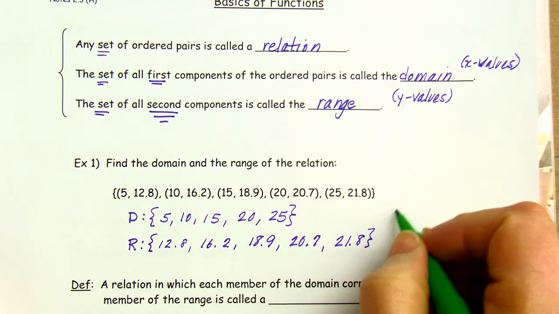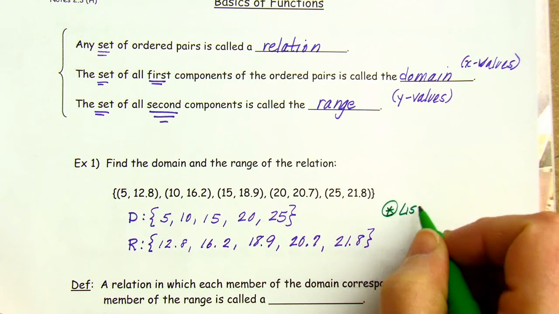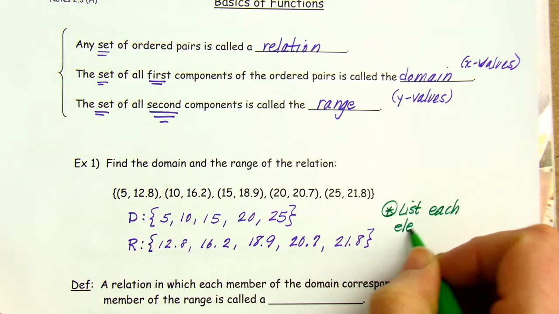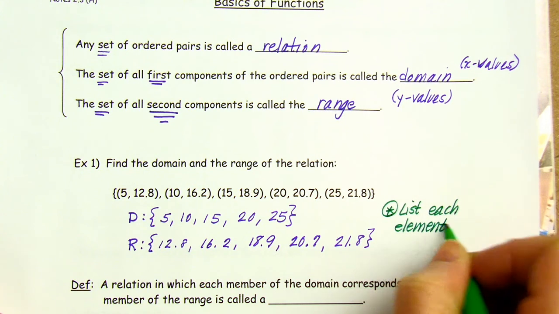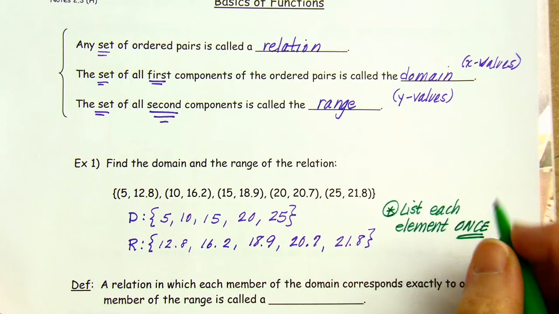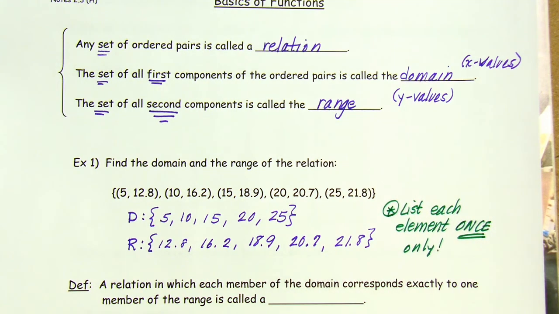I'm going to put a little side note here: list each element once only. Even if it occurs 3 times, you list it 1 time. We don't need to have it in the set of the domain or the range more than 1 time.